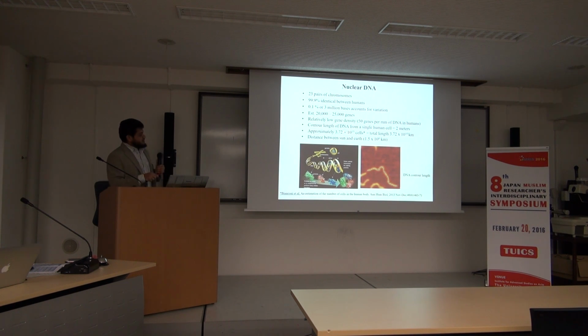The contour length of DNA from a single human cell is around 2 meters. Just a single cell. If you extract all 46 chromosomes in total, and untwist and straighten them, they become 2 meters long.